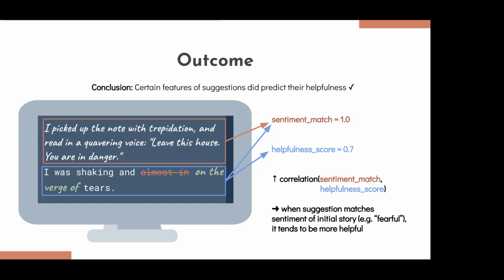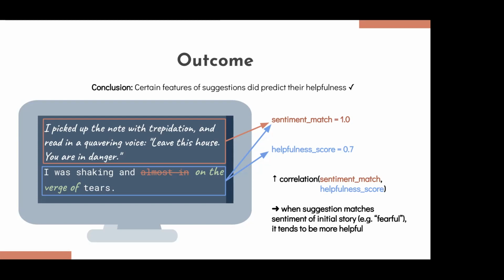So looking at this type of analysis across many different interactions, not just a single one, we overall did find that there was a correlation between the degree to which the sentiment of the initial story and the suggestion matched, and the helpfulness score. So what we generally can conclude from this is that when the suggestion matched the sentiment of the initial story, in this case, like I said, fearful, it tended to be more helpful.